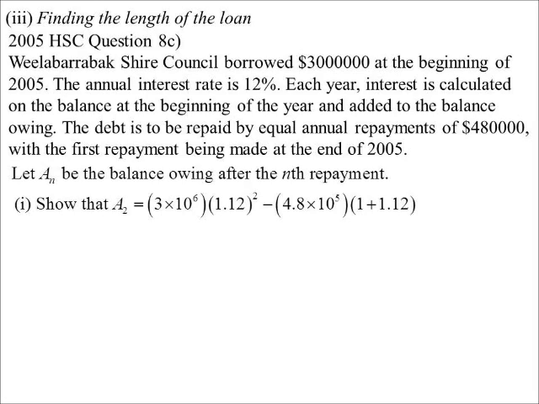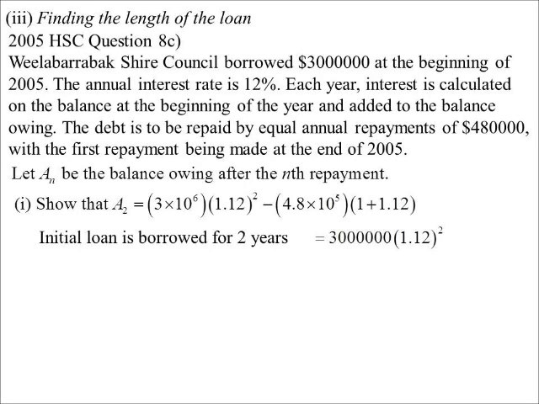Each year, interest is calculated on the balance at the beginning of each year, added to the balance owing. The debt is repaid in equal annual repayments. Oh, they could have made the interest rate anything, couldn't they? We're not doing per month, so what does it matter? Let amount N be the balance owing after the nth repayment. So, show that amount 2, so the amount left after 2 years, is that particular expression.